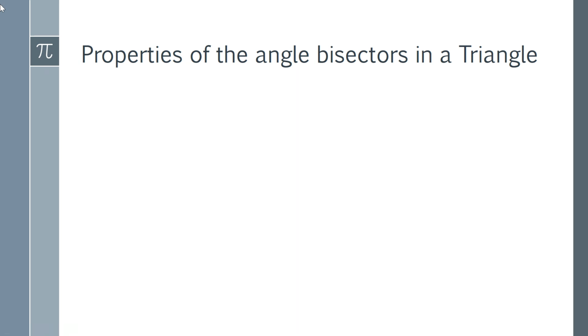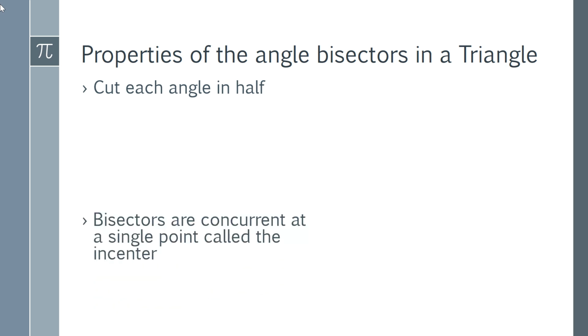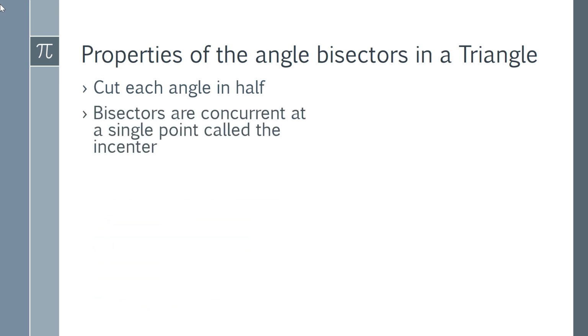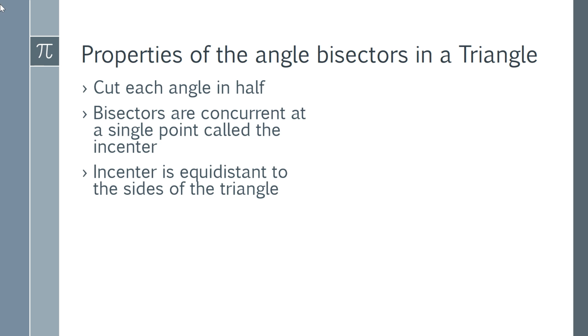So let's take a look at some of the properties of an angle bisector and a triangle. First thing is, since it's an angle bisector, it will cut every angle in half. So we'll have 3 angle bisectors. Each angle will be cut in half. And we don't have to do all 3. We can just do one. And since we're talking about the incenter as well, we're talking about what happens when we do all 3 at one time. The bisectors are concurrent at a single point, and that single point is called the incenter. And the incenter is equidistant to the sides of the triangle.